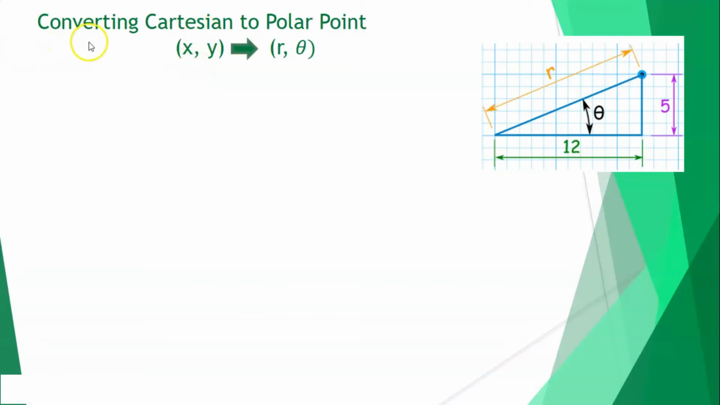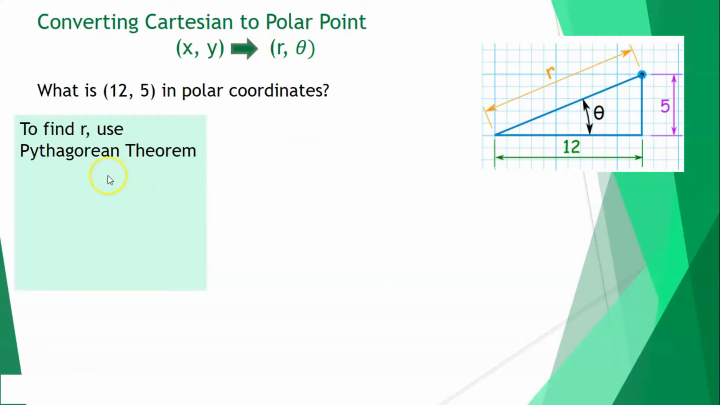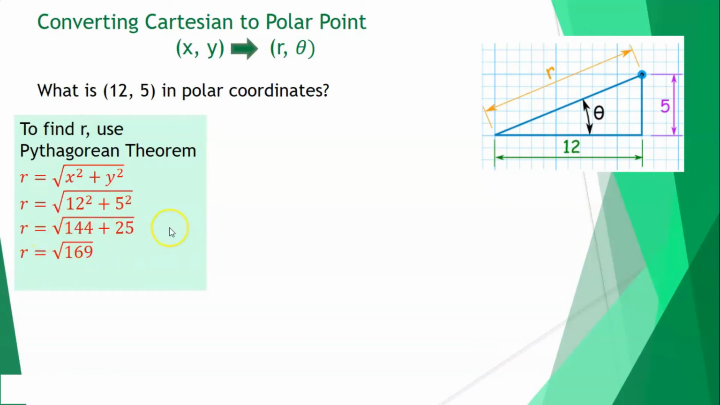Okay, how to convert a Cartesian point to polar, or from xy to r theta. What is 12, 5 in polar coordinates? So take note, 12 and 5. Here, r would represent our hypotenuse. So to find r, we have to make use of the Pythagorean theorem. Let's substitute. Our x is 12 and our y is 5. Simplifying, we have the square root of 169, so our radius is 13.